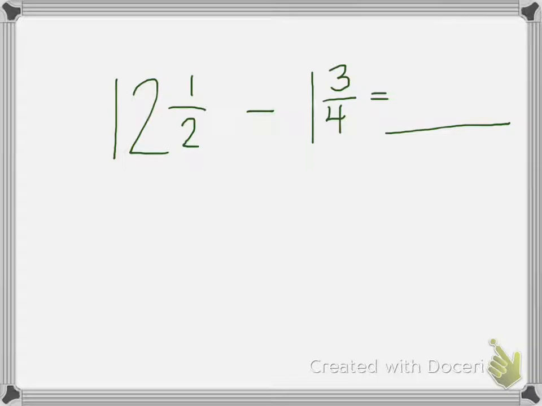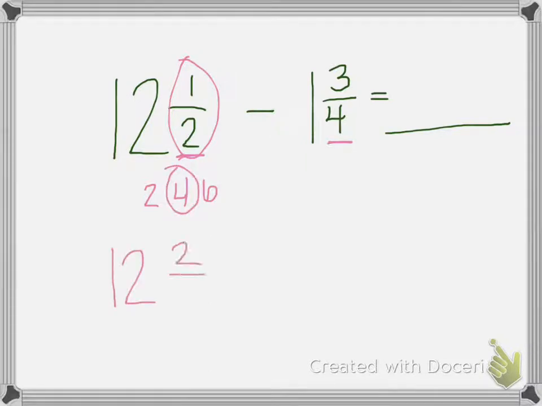Number 2 says solve and show your work. So we have 12 1/2 minus 1 3/4. So first, we have 1/2. We can't solve this problem since 2 and 4 are different denominators. So if I list my multiples of 2, I see that we can switch it into fourths. So I can do 12 and 2/4 minus 1 3/4.